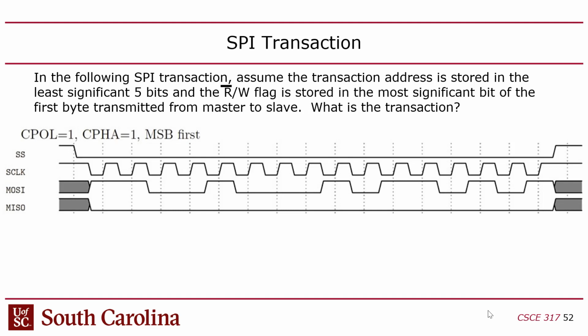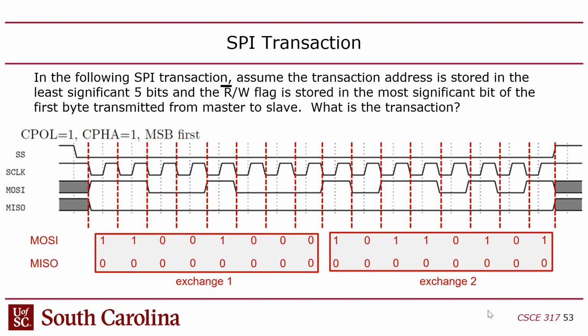Sorry, second edge is here, right? Yeah. First edge, second edge, right? Second edge, which again, it falls on these dotted lines. So in this case, the read points are on these dotted lines. And you can see that MOSI is a 1, right? And 1 means write. So it's a write based on the actual bit in that first bit position.